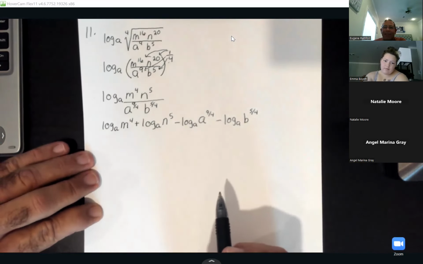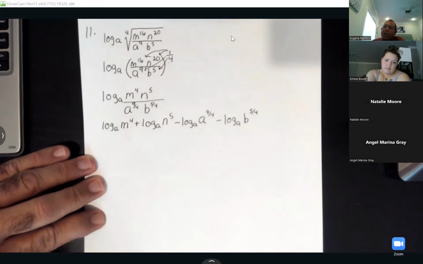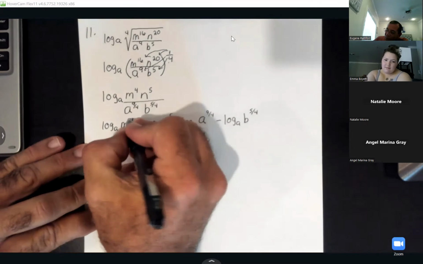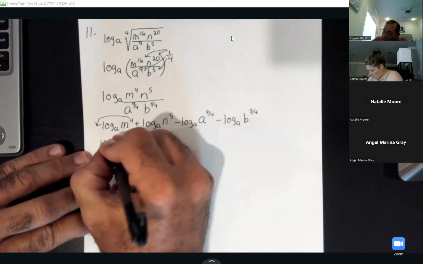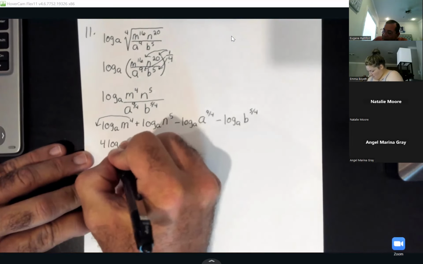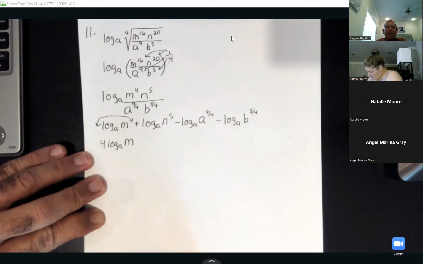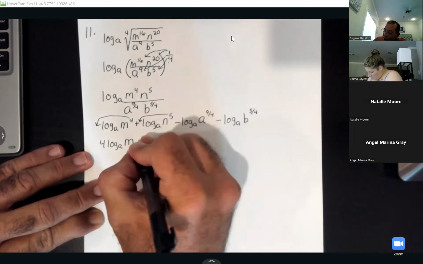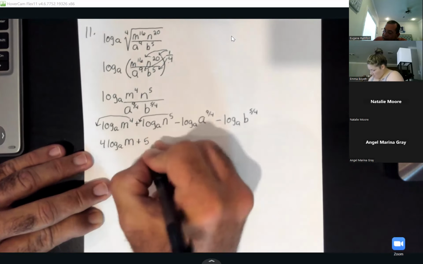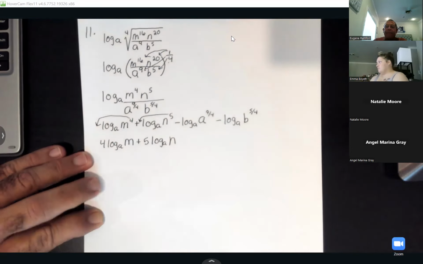Right, so y'all know the next step, right? Well, 3 of these we know the next step on. One's going to be its own unique answer. So the first one, I will bring the 4 down to the front. So I get a 4 log base A of my M. The second one, I will bring the 5 down to the front. So I get plus 5 log A of N.